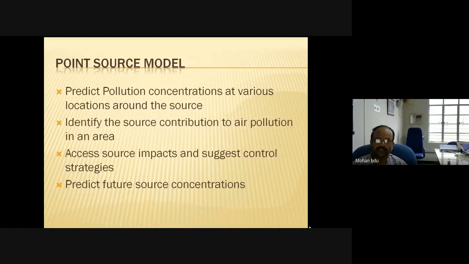So let us get into the point source model. Point source model, as I told you earlier, predicts the concentration at various locations around the source. It is mainly towards the downwind direction. It identifies the source contribution to air pollution in an area. It assesses source impacts and suggests control strategies. So these are the main usages of this model.